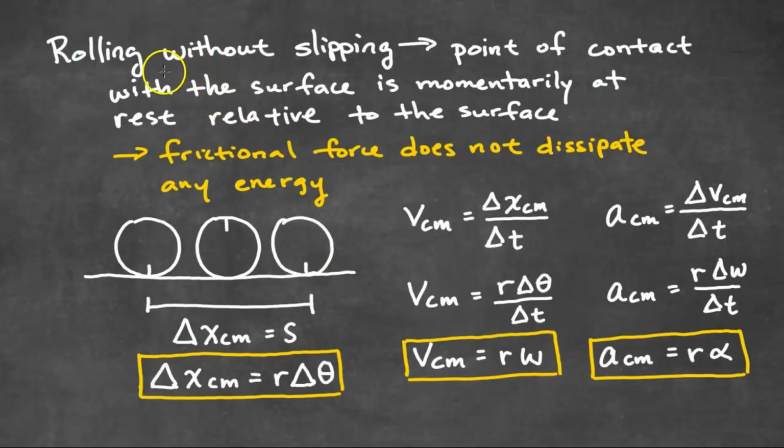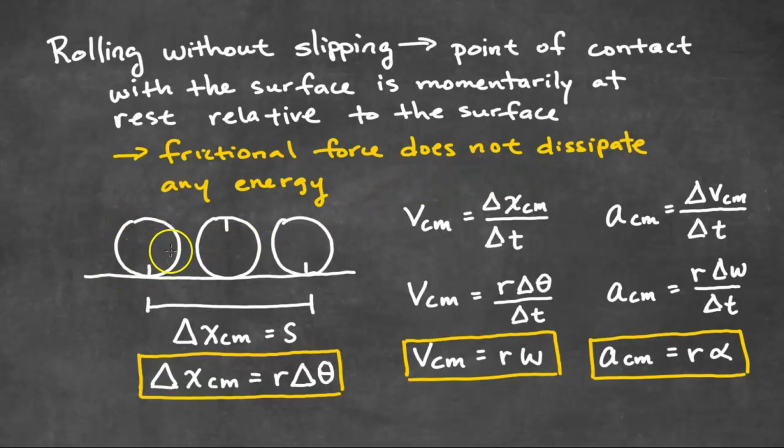Next, we're going to take a look at rolling without slipping, and we're going to derive 3 equations to relate the motion of the center of mass with its rotational motion. When an object is rolling without slipping, the point of contact with the surface is momentarily at rest relative to the surface. This means that it's not sliding along the surface. It also means that the frictional force does not dissipate any energy.